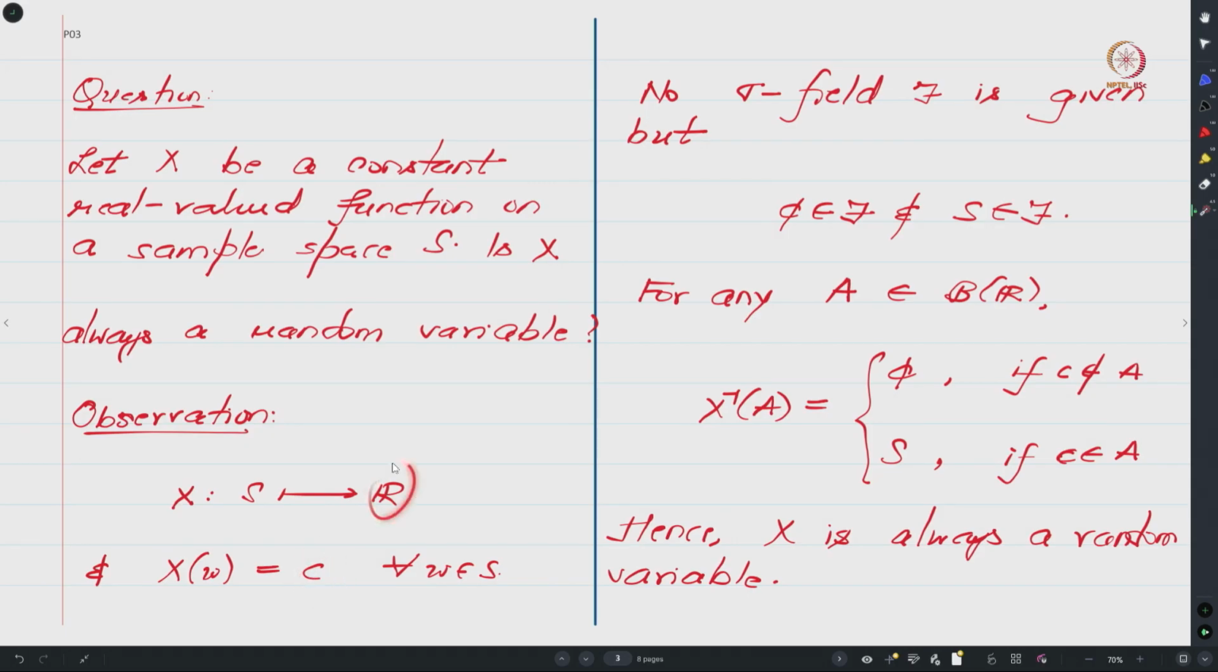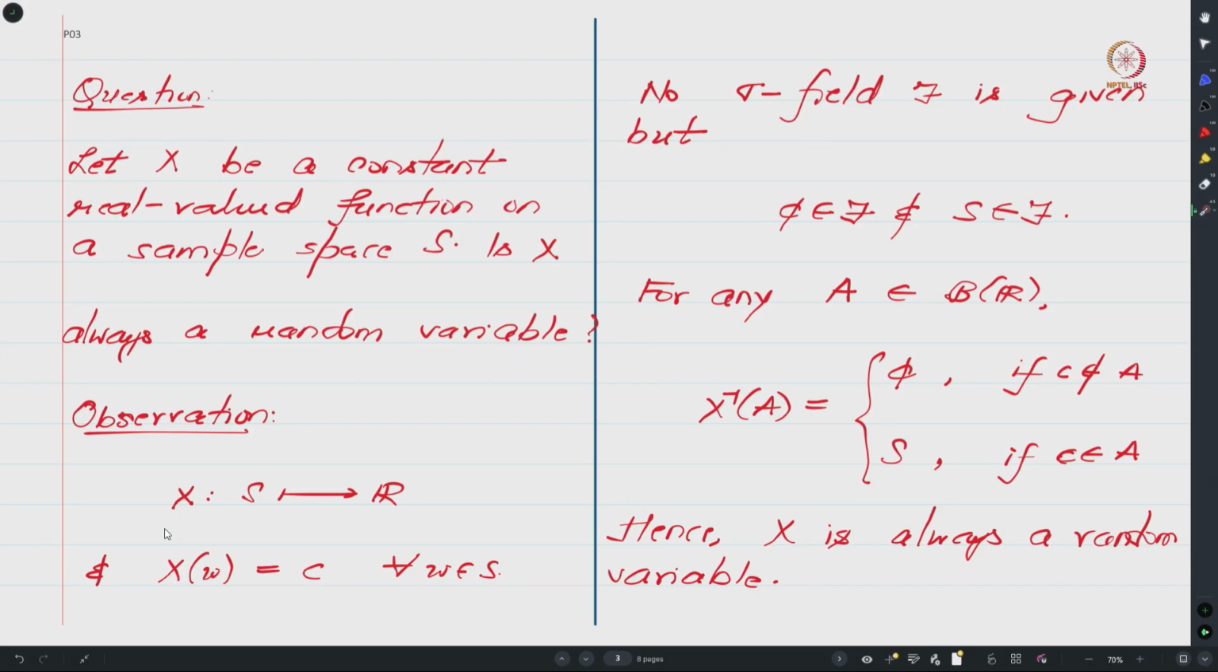So C is some real number, and for every omega in S, X of omega is C, and hence we will say that X is a constant real valued function, right. And the question asks us whether such a function X is a random variable or not.